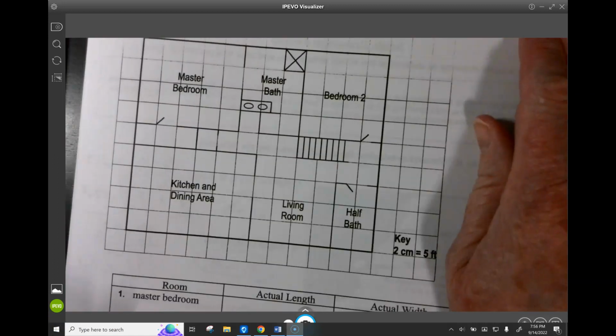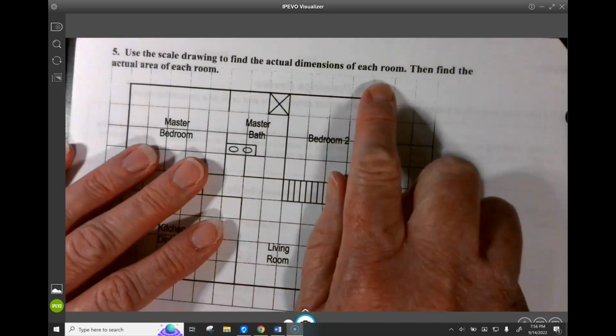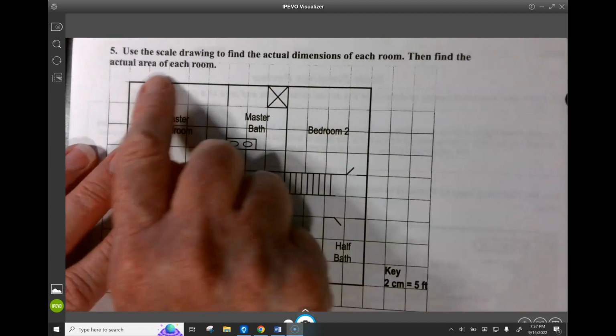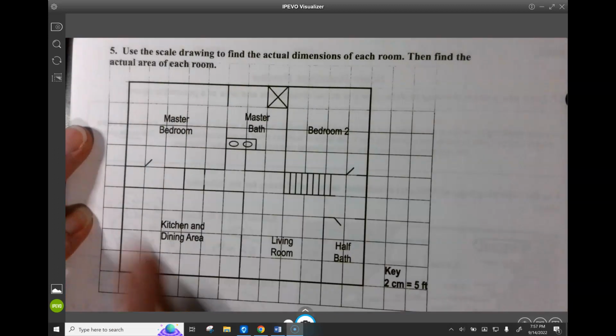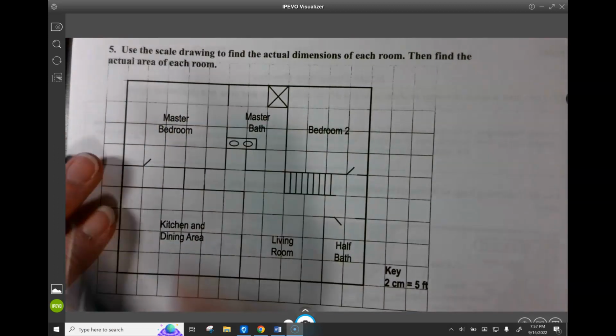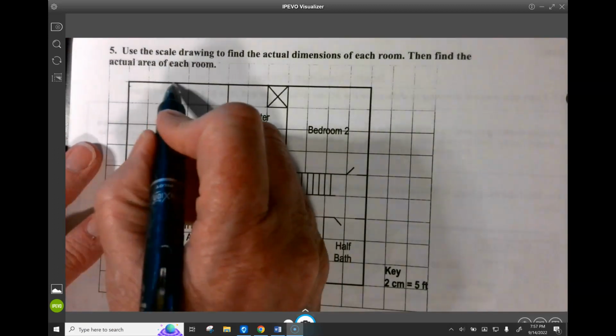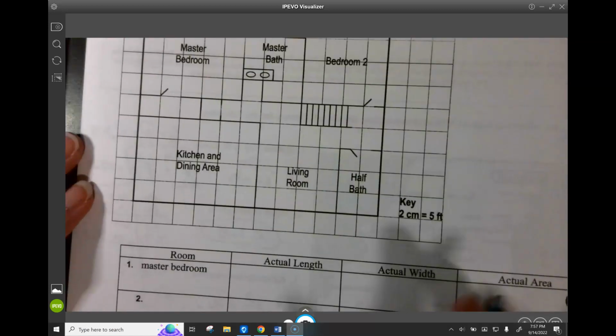Use a scale drawing to find the actual dimensions of each room, then find the actual area of each room. Okay, so one of the things that you need to understand is that each one of these is a centimeter.